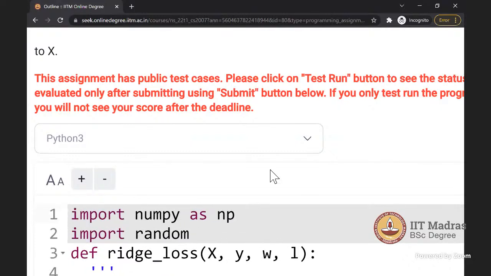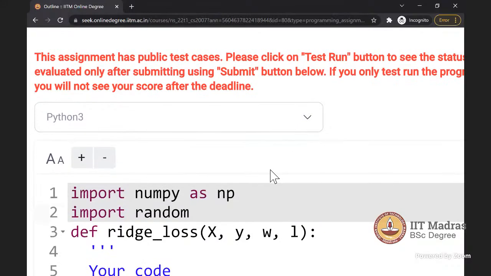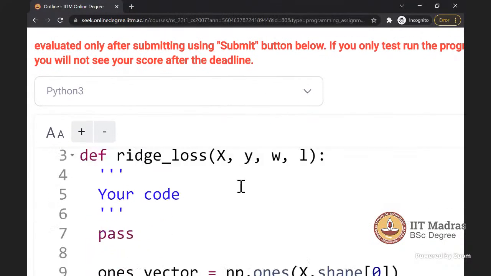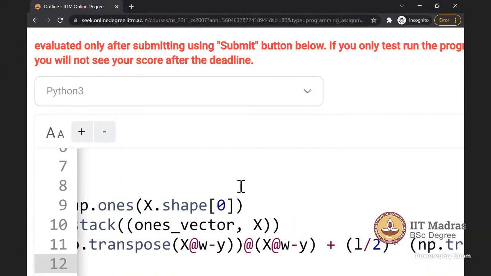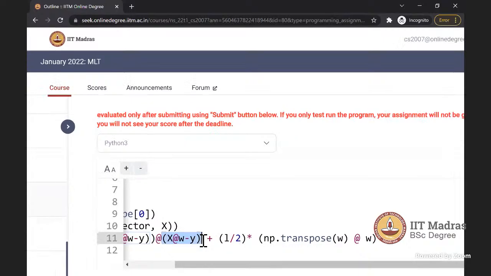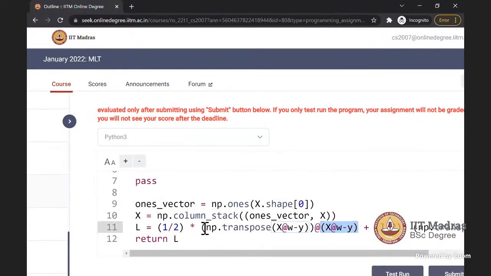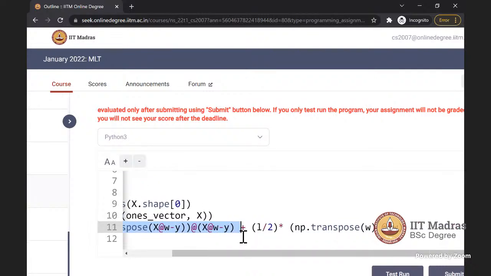The loss function is also in the practice assignment. Now you have put it in pen and paper. It's the same thing. By using this numpy array, we can quickly write it. I think it's trivial, nothing special about this one. This is Xw minus y, and this quantity is (Xw minus y) transpose (Xw minus y), and the second term is the penalty term.